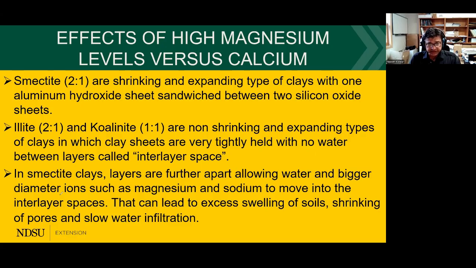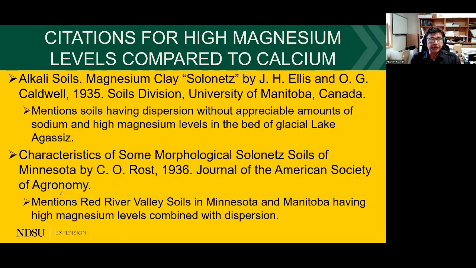So ions like magnesium, when they are dry, are very small in size, so they squeeze in between the interlayer space. But when they get hydrated with water, their size gets bigger, so they can drive the clay sheets further apart. This process of swelling is different compared to the dispersion process we saw, which was happening due to sodicity, but the net impact on soil pore space is the same. Pore space will shrink and we will lose macropores, and macropores are crucial for having good soil water infiltration or drainage. Here are two references, one from 1935, one from 1936.